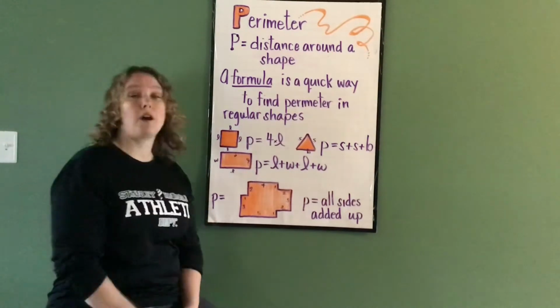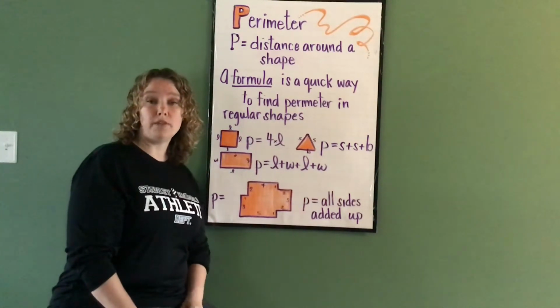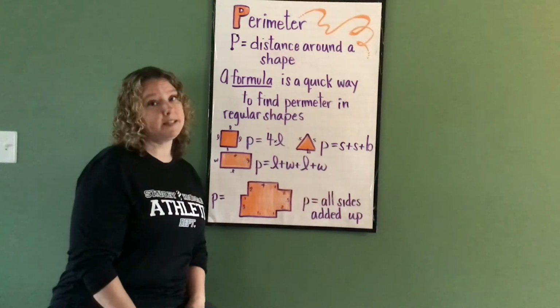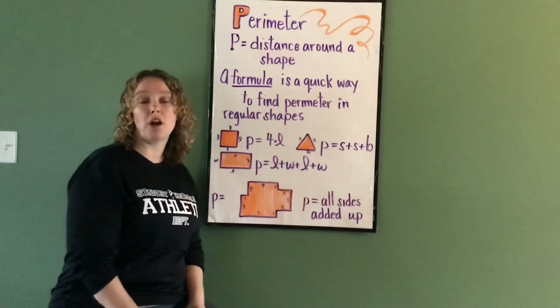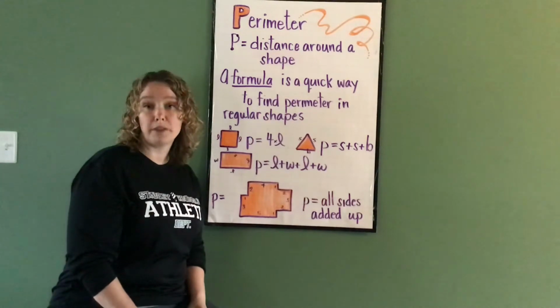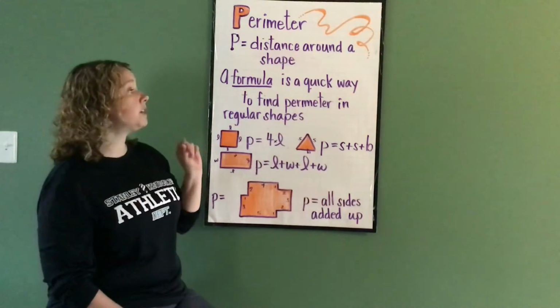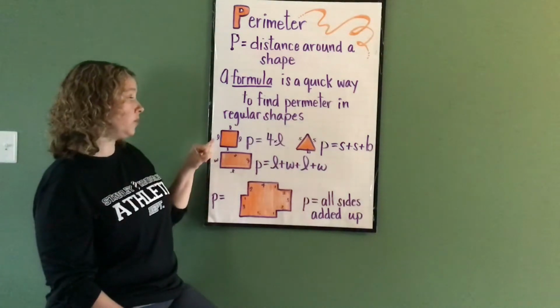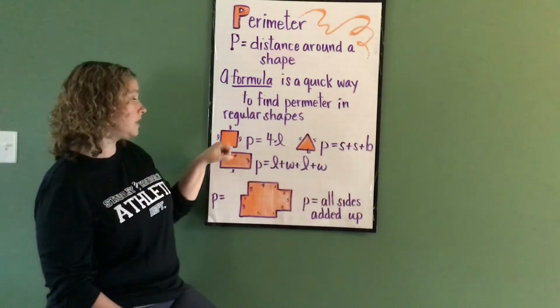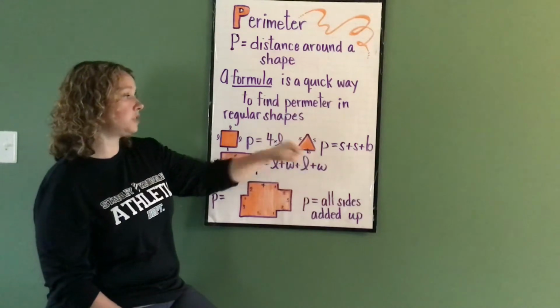So we're going to introduce the concept of using a formula. Formulas are really basic when it comes to perimeter, but they're going to become more important when it comes to the other concepts we're going to look at. So I'm going to start with them now. A formula is a quick way to find perimeter in regular shapes. This is going to apply when we're talking about squares, rectangles, and triangles.